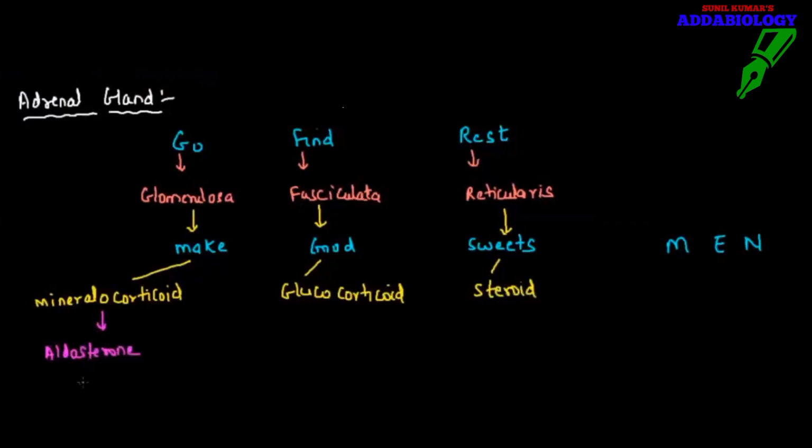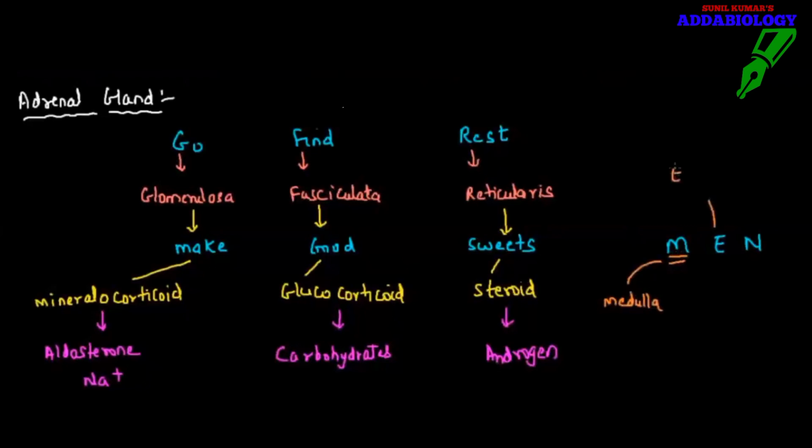Which mineralocorticoid? We all know it is aldosterone, which is responsible for Na+ absorption. Glucocorticoid is for carbohydrate metabolism. The steroidal hormone is androgen, that is responsible for hair. So if you remember GO FIND REST MAKE GOOD SWEETS, you can easily remember the hormones secreted by the adrenal gland. Then we have MEN. MEN stands for medulla. The medulla of the adrenal gland is responsible for producing epinephrine and norepinephrine. They are together called catecholamines. So this is the shortcut to remember the adrenal gland.